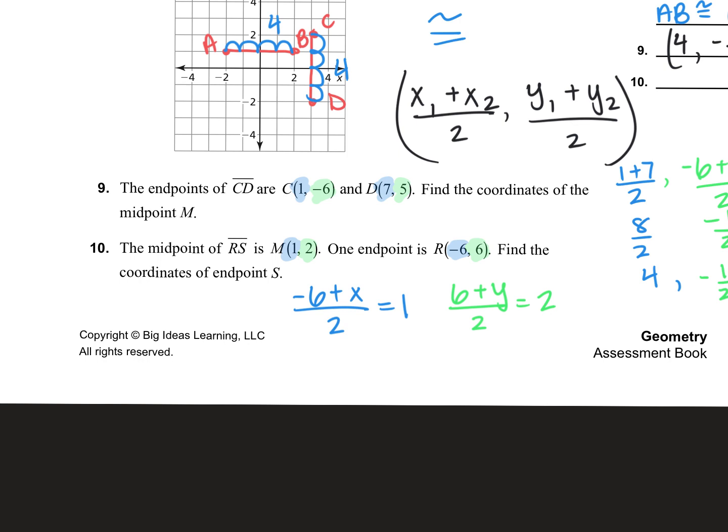Now I'm solving for my X and I'm solving for my Y. So what do I have to do first? I'm going to multiply both sides by 2. These are going to cancel out. I'm going to get negative 6 plus X equals 2. Add 6 to both sides. X is going to equal 8.